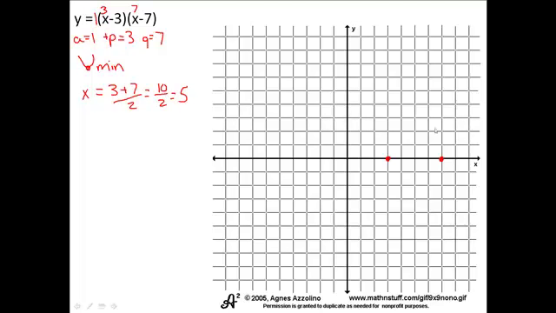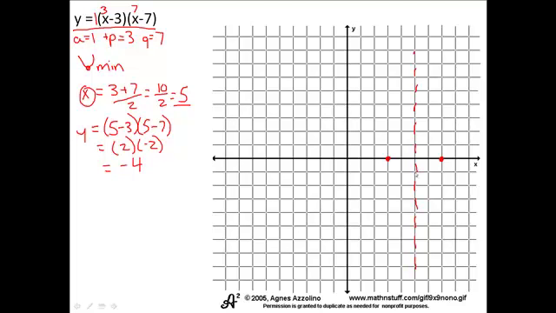Okay, here's another beautiful axis of symmetry. Then we've got to find where's our vertex. Where's our vertex on this thing? Well, we plug in our x value because we know that the vertex has to be on this axis of symmetry up into our equation up here. So we say y equals 5, because x is 5, minus 3, and 5 minus 7. So that's 2 times negative 2. So that's negative 4. So on the axis of symmetry, y is going to be negative 4.